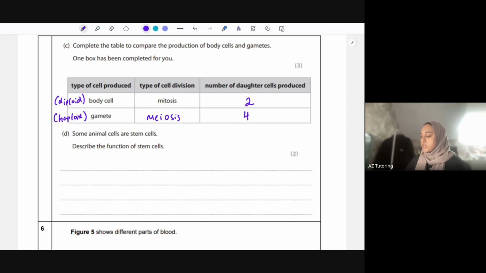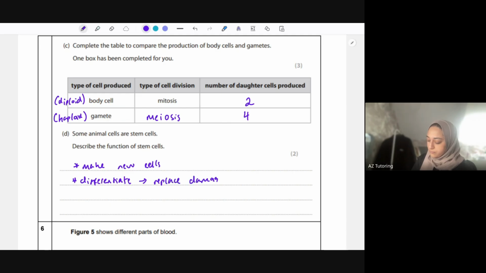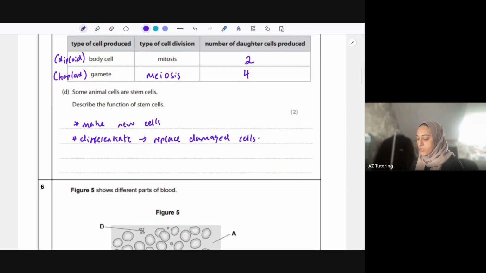Describe the function of stem cells for 2 marks. So you would say the function of the stem cells is essentially to make new cells. They can differentiate into any cell that's needed. Differentiate means become a certain cell. So you're using stem cells to make new cells, and these differentiate to essentially replace damaged cells. But again, they're found in the bone marrow if they ask where they're found.